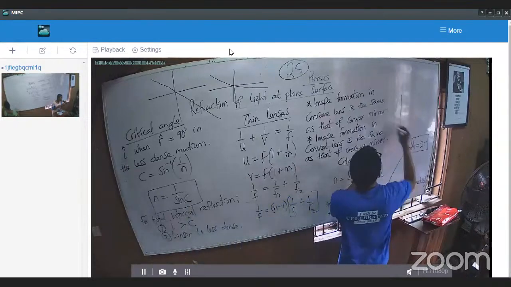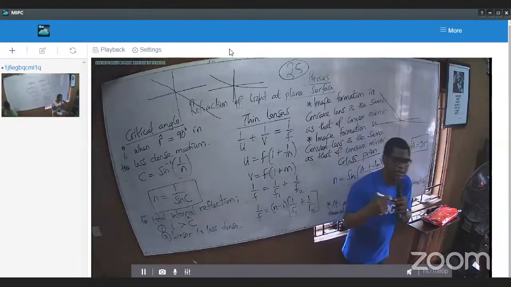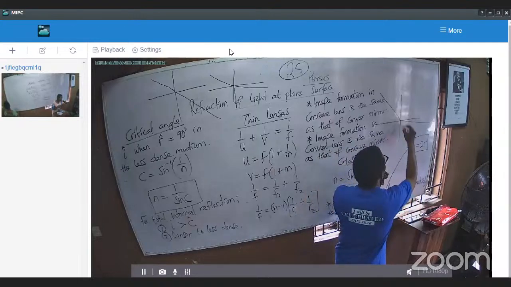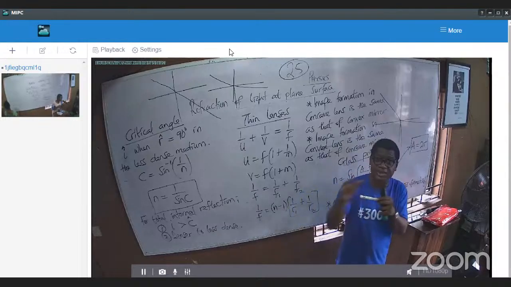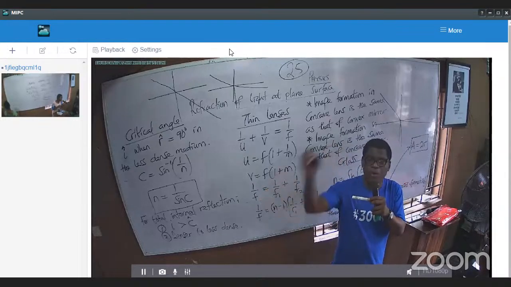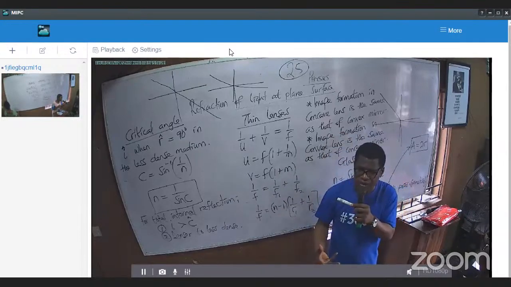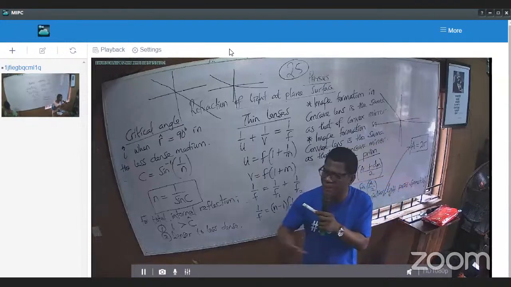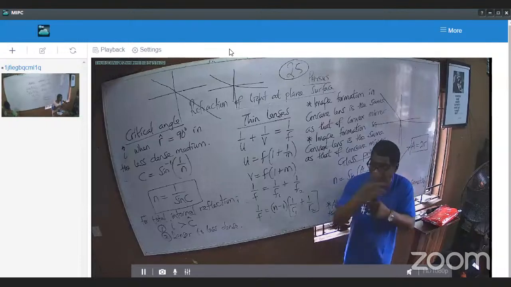I'm coming from glass to air. What will happen? When I get here, I will just go like that, refracted away from the normal. If I'm going from less dense to denser, I am bound to move towards the normal, like that. That phenomenon, where you have apparent change in direction of light or waves when it travels from one medium to the other, is called refraction. It's always about apparent. It's not really direct. It's apparent change.